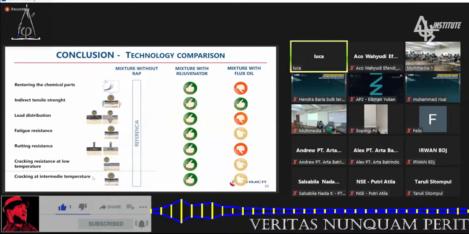So why do we have to use a rejuvenator? Because it's possible to restore the chemical parts, with benefits in terms of mechanical performance: ITS, load distribution, fatigue resistance, and cracking resistance.